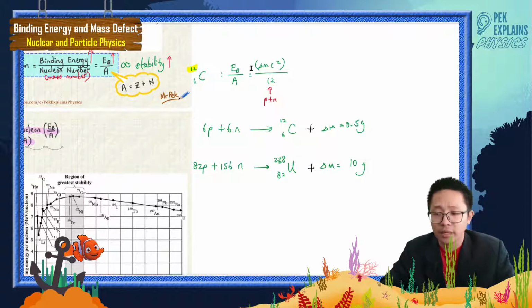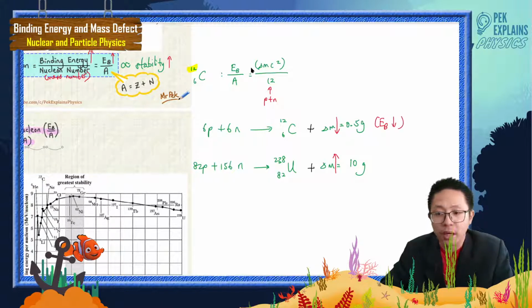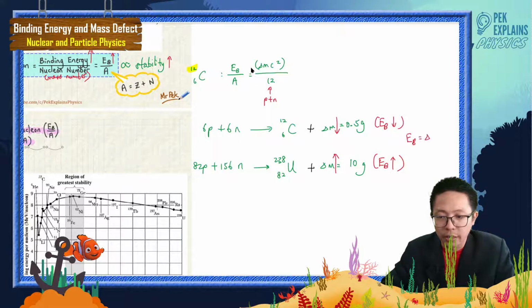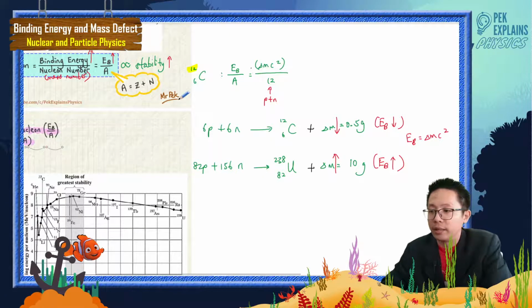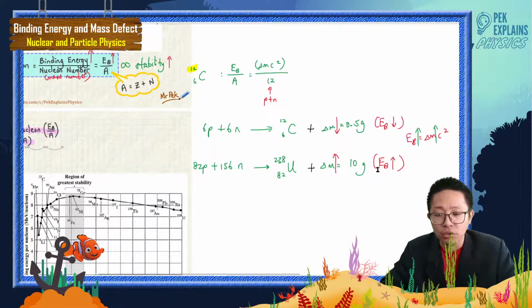Do you see that? This one has a lower mass defect, this one a higher mass defect. That means this one has lower binding energy, and this one definitely has bigger binding energy. Because we use the formula what? Binding energy equals delta m c squared. We can say the higher the mass defect, the higher the binding energy. So uranium should have higher binding energy because it has a lot of mass defect.